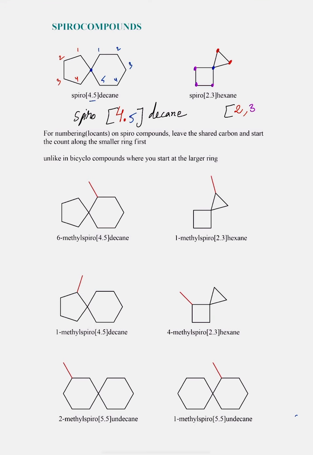And we write square brackets, and then the total number of carbons: 2 plus 3 is 5, plus the carbon that is common, so it's totally 6. So you write hexane at the end, and in front of the bracket you write Spiro. So that is how naming is done. Now if we have substituents attached to Spiro compounds, we need to number the carbons.